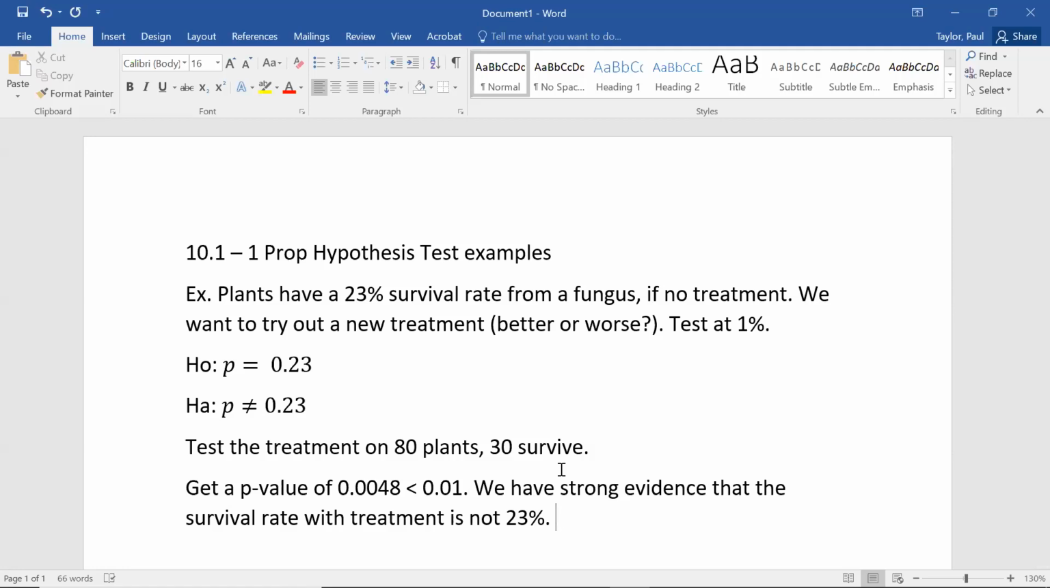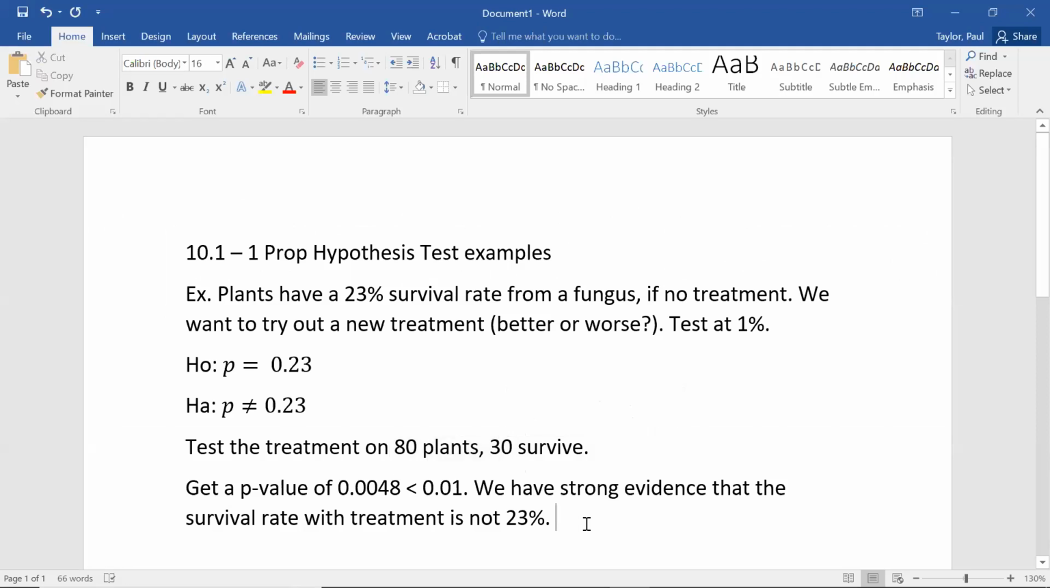Okay, so note it could still be 23%. There's still like a 0.5% chance that this experiment could happen, and that's not nothing. So maybe it was just a weird batch where there were 30 plants that were good at surviving. But we drew our line, we said 1% was our line, and the p-value came out under that line. So we have strong evidence that the survival rate with treatment is not 23%. Okay, so the treatment's doing something, and looking at the results of the experiment, it looks like it's helping, not hurting. All right, so that's it for this example. We'll put each example in its own video.